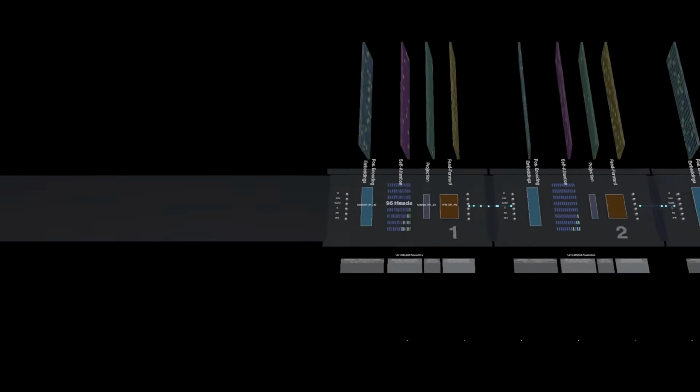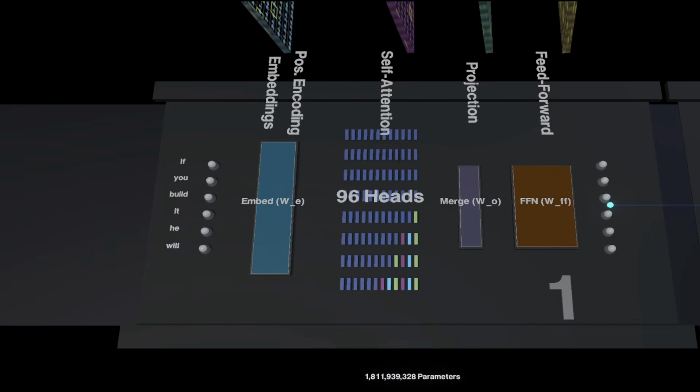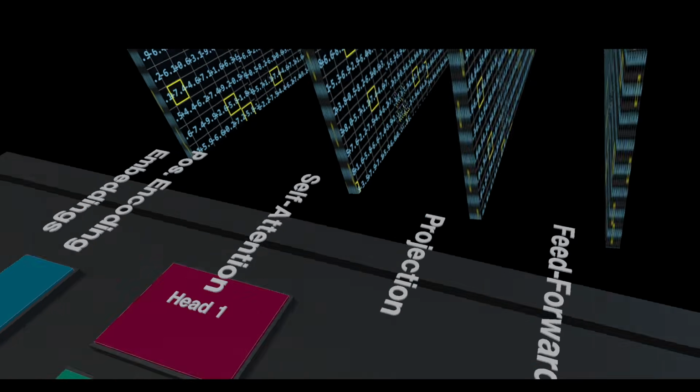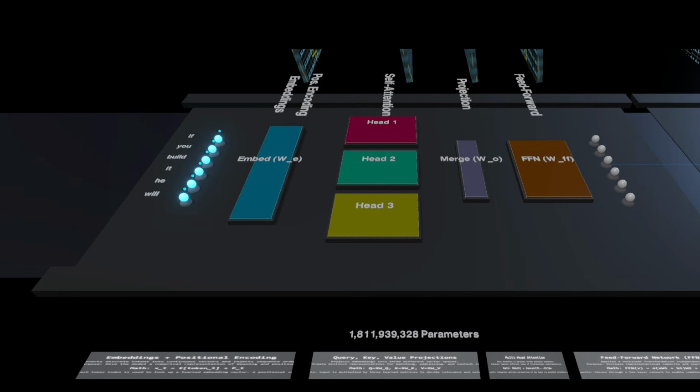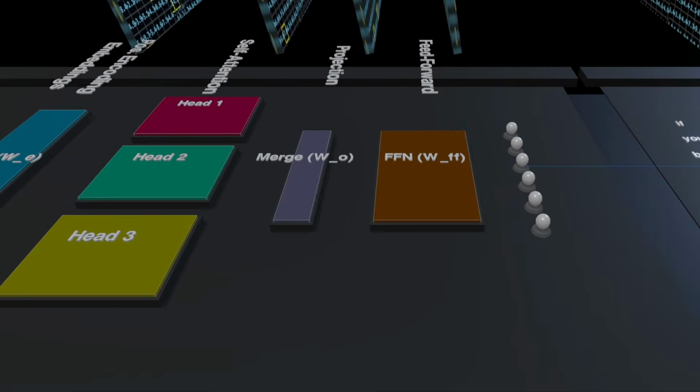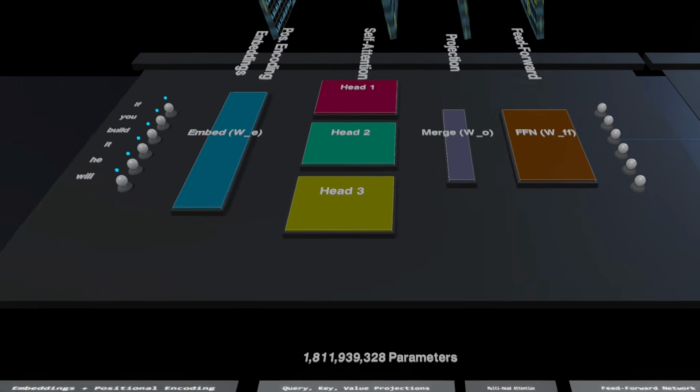Later on, we'll zoom in, slow down, and open every single box. Attention, feed-forward layers, embeddings, all of it. One big reason I'm doing this is because there's a lot of confusion around things like heads, layers, feed-forward networks, what they are, and how they actually fit together. So let's start simple. A transformer is built out of layers.